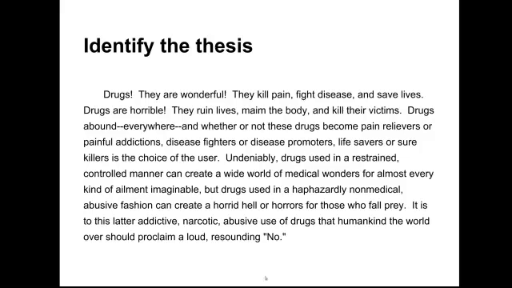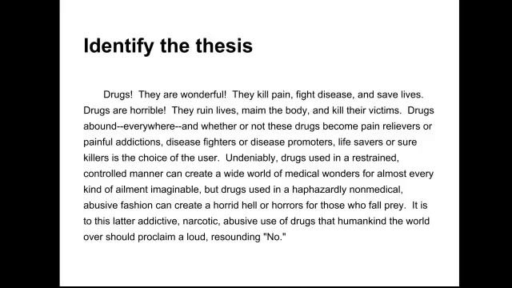Let's find the thesis statement in this paragraph. Drugs, they are wonderful. They kill pain, fight disease, and save lives. Drugs are horrible. They ruin lives, maim the body, and kill their victims. Drugs abound everywhere, and whether or not these drugs become pain relievers or painful addictions, disease fighters or disease promoters, lifesavers or sure killers is the choice of the user.